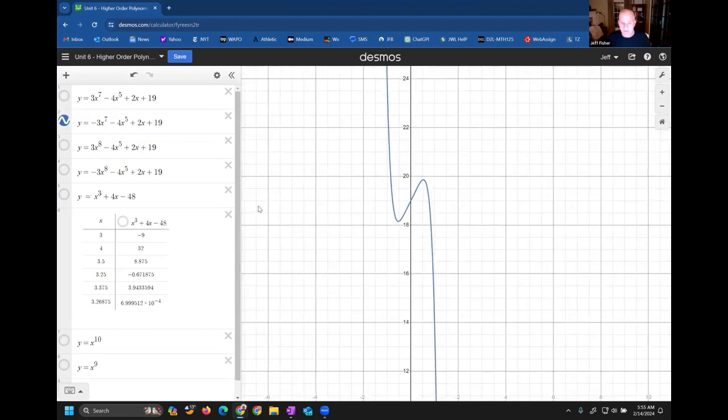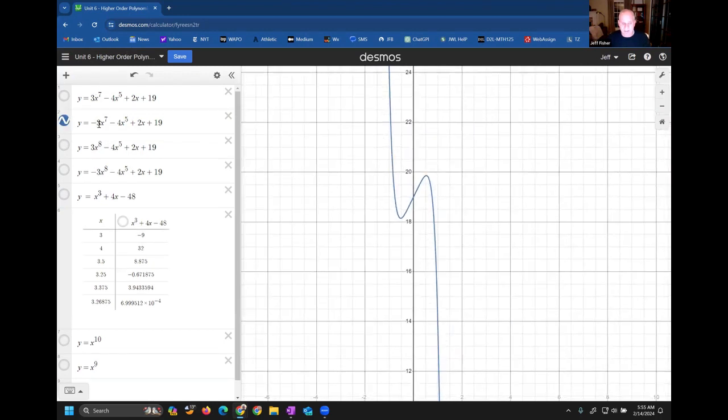Notice that when we flip this to a negative 3x to the 7th instead of just 3x to the 7th, it now goes down on the left and down on the right. It basically flipped it, right? So if I look at both of these together, you can see it flipped it. Okay?